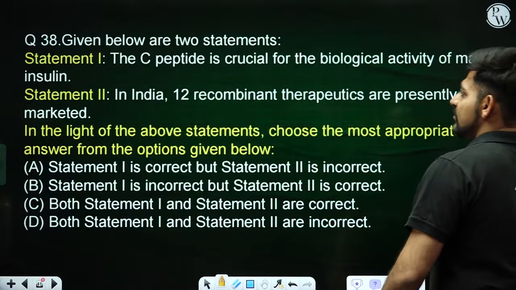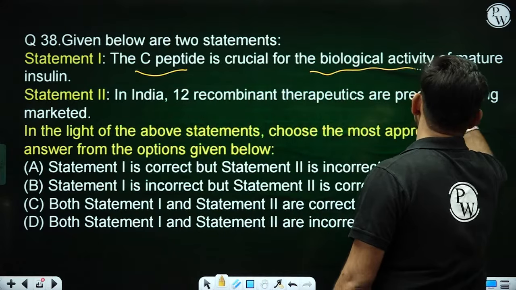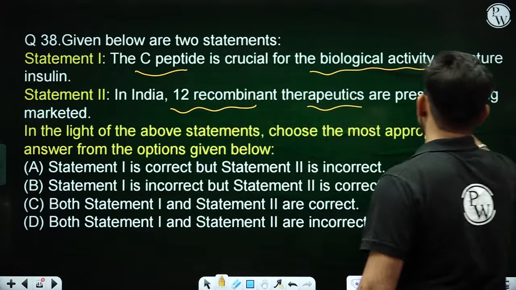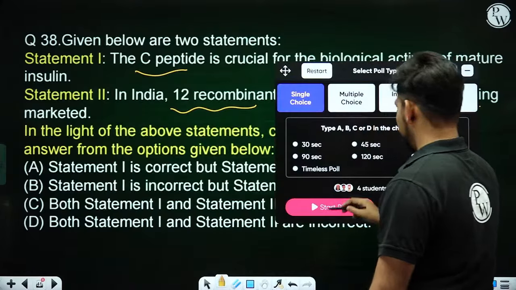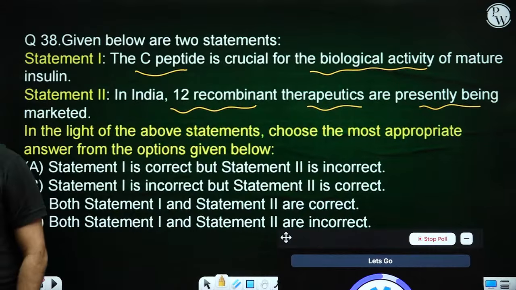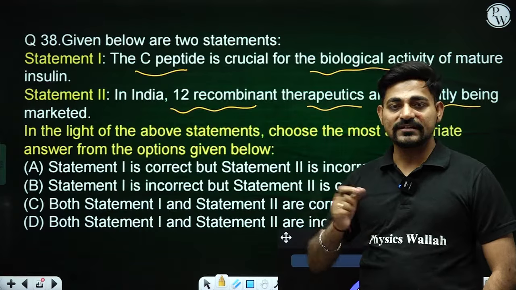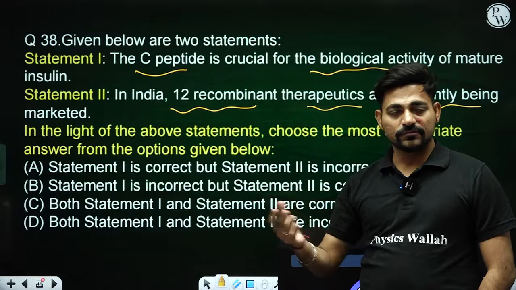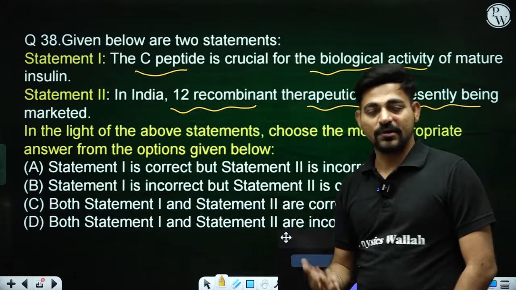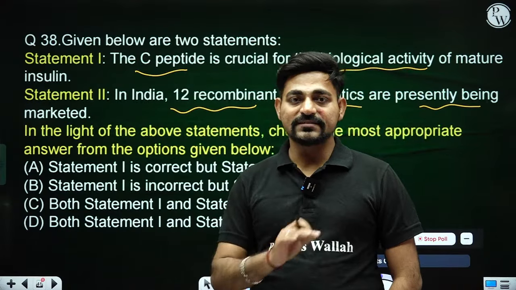Question number 38. Given below are two statements. Statement 1 is saying the C peptide is crucial for the biological activity of mature insulin. And statement 2 is saying in India, 12 recombinant therapeutics are presently being marketed. Again, I am sharing the poll here. Another memory based question from this particular chapter. Probability is there, mostly you will be getting memory based questions from biotechnology and its applications. Though a few concepts are there, mostly things are memory based. Biotechnology Principles and Processes, the first chapter, is a conceptual chapter. The second one, the applications, is a memory based chapter.